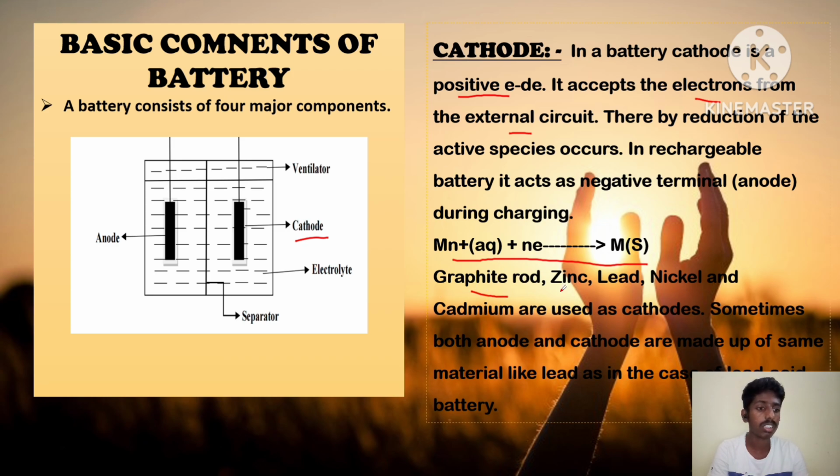Graphite electrode, zinc, graphite rod, zinc, lead, nickel, and cadmium are used as cathodes. Sometimes both anode and cathode are made up of the same material like lead, as in the case of lead acid battery.